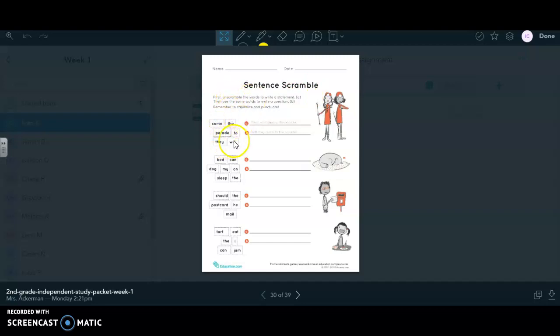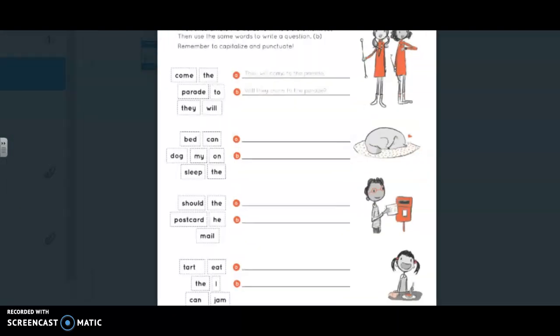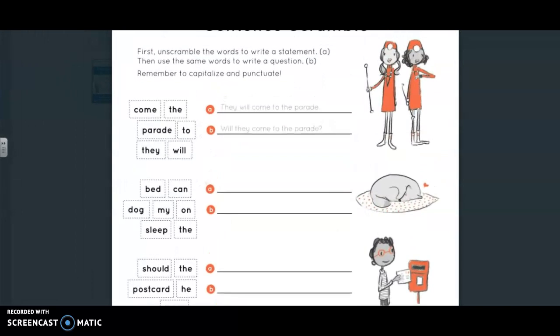Then you have your sentence scramble. You're going to unscramble the words over here and write a statement on A, and then use those same words to make a question. So if you look at these, come the parade too they will. On A, it's supposed to be a statement. You're going to tell me something. They will come to the parade. Then you might scramble it again and then ask this question, will they come to the parade?